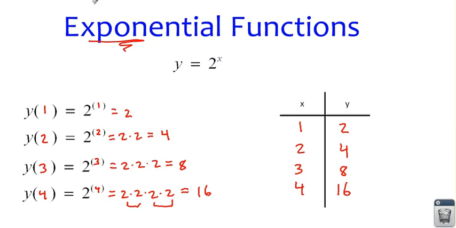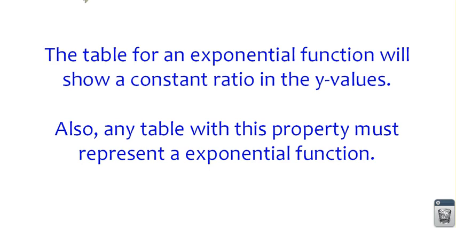Now the interesting thing to notice about the y values for this function is that in each case the y value doubles. And that's not hard to understand if you think about the fact that we have one 2, and then two 2's, and then three 2's, and then four 2's. So it actually makes sense that the y values are doubled when you go back and connect it to the work that we did to produce the y values. That observation is true in general for exponential functions.